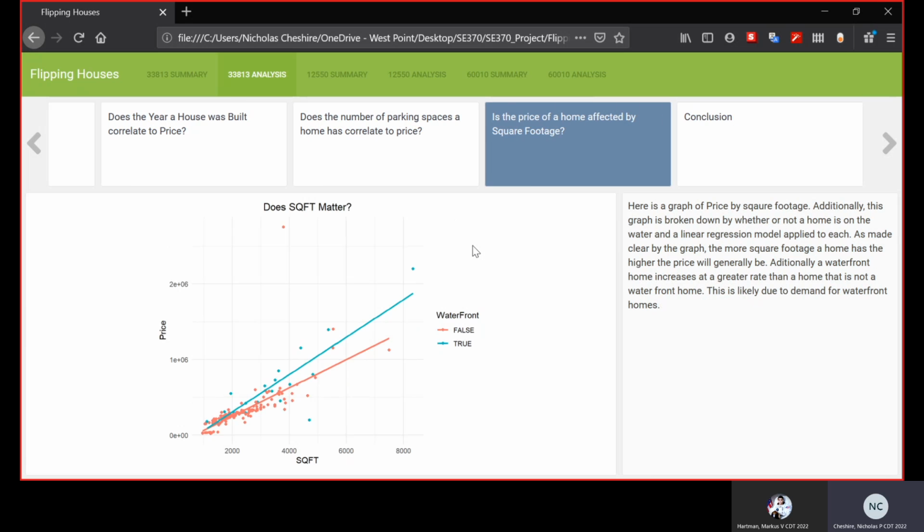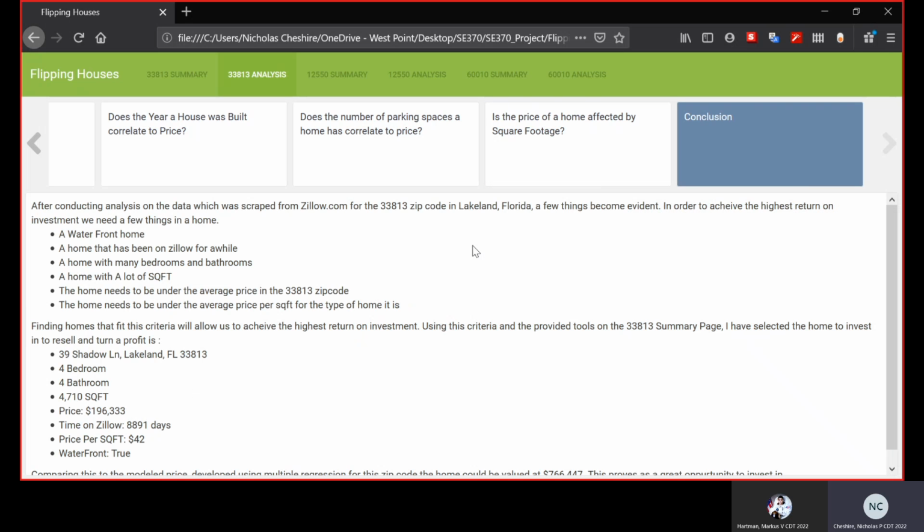Here we're looking at square footage by price. The higher square footage a home is, the higher price it'll generally be. We've broken this down into two categories of waterfront and not waterfront. As we can see, waterfront homes increase at a higher rate than not waterfront homes. So in conclusion, we wanted a home that was on the water.